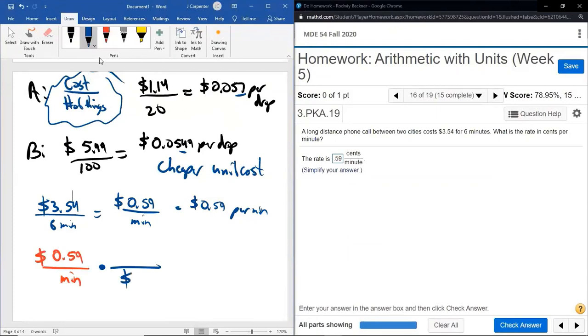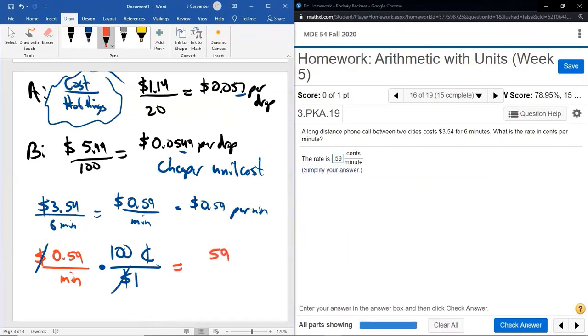And then we go, all right, what are we converting to? We're converting to cents. So the cent unit goes in the top. How many dollars get you how many cents? $1 gets you 100 cents. So then your dollars cancel. 0.59 times 100 is 59.